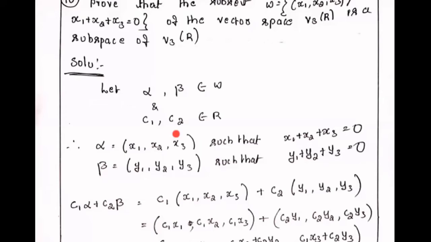And obviously, from W, you have the conclusion that x1 plus x2 plus x3 is 0. So since alpha is defined as x1, x2, x3, the sum of these three should be 0. Then you are considering beta as y1, y2, y3.